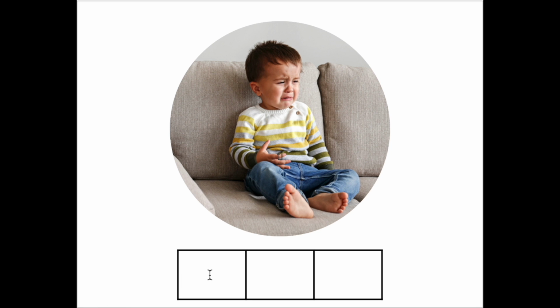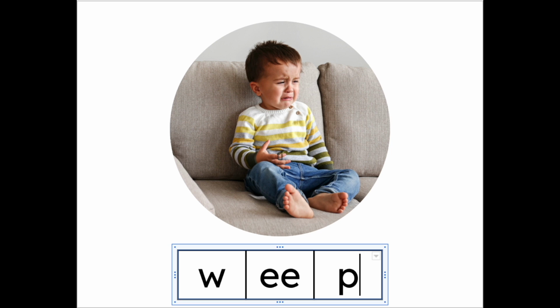3 sounds. Good job. What's the first sound we hear? W. We use the letter W to spell the W sound. E. Long E, double E. Last sound, P. We use the letter P to spell the P sound.